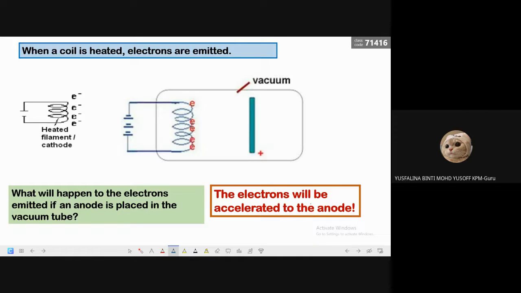So this is the electron, and this is the metal. We heat the metal and it will release electrons. The electron has a negative charge, while the anode has a positive charge. And you already know opposite charges attract each other, right? So this electron will be attracted to the anode. The electron will be accelerated to the anode because of the opposite charge.